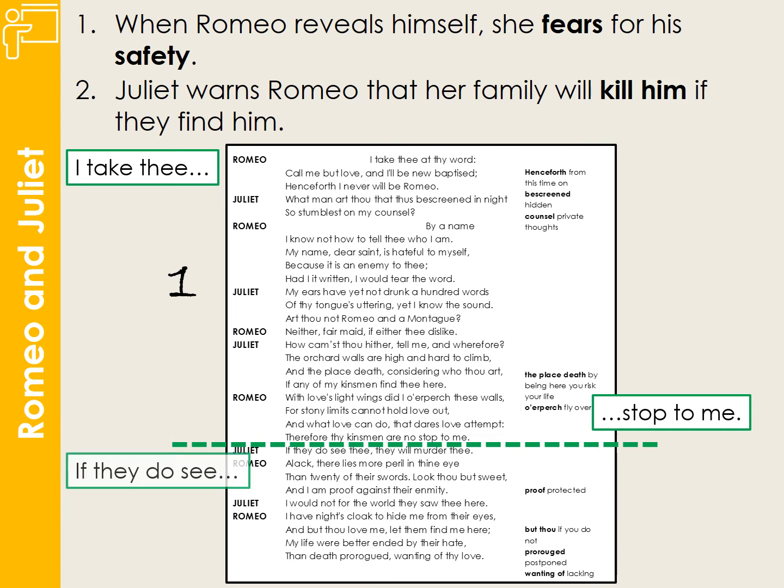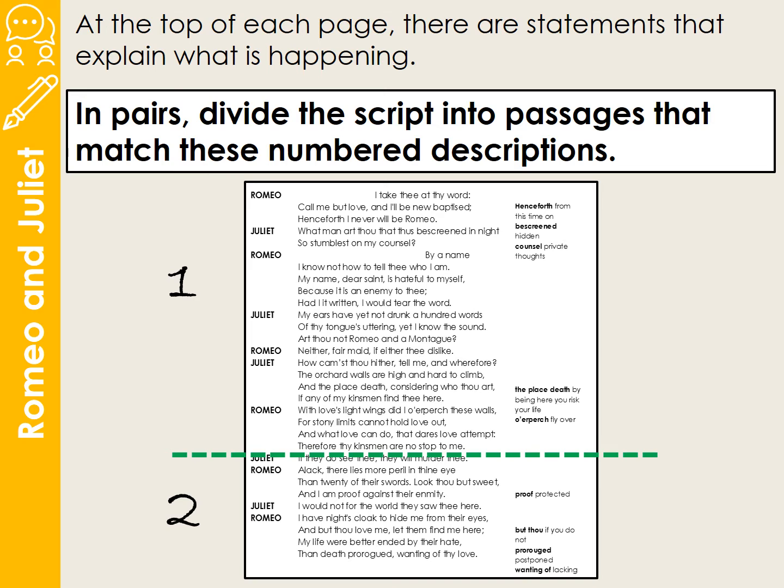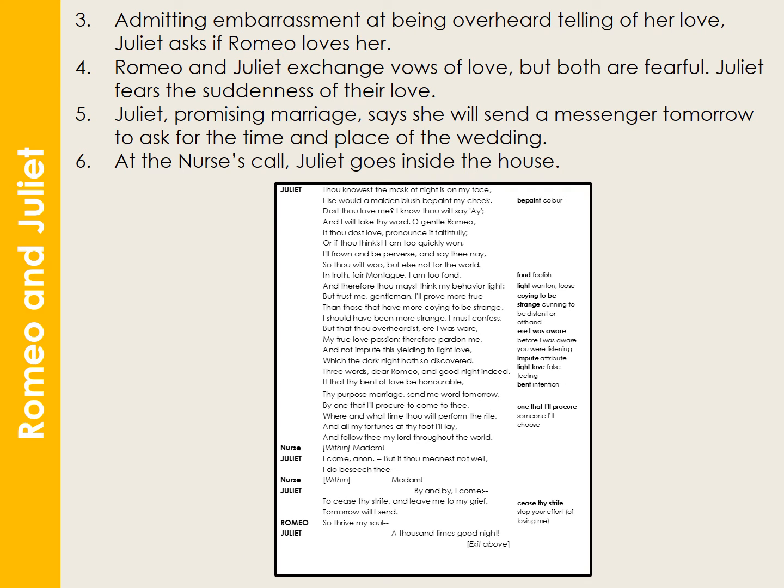And then in the bottom bit, where that handwritten two is now, you want to write: Juliet warns Romeo that her family will kill him if they find him. That's a pretty easy line to remember. "If they do see thee, they will murder thee." Lots of E sounds. So press pause, make sure you've got that written in next to your extract. Okay, we've just done that.